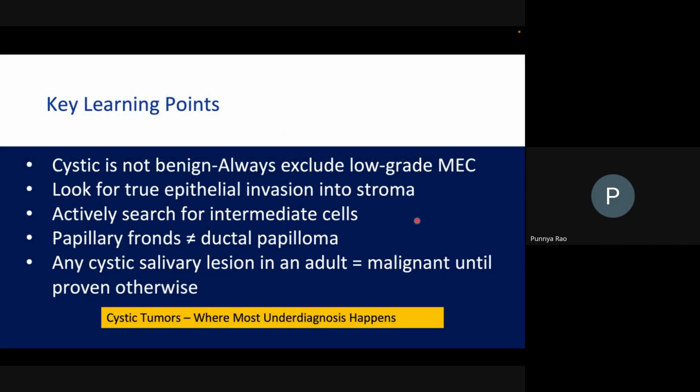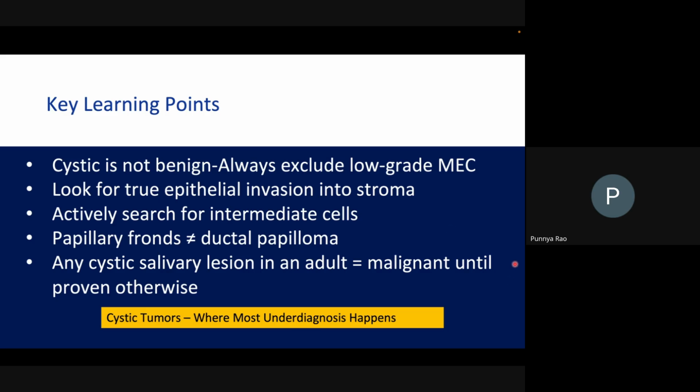The key learning point here is cystic is not benign. Always exclude the low-grade mucoepidermoid carcinoma. Look for invasion into the stroma. Actively search for intermediate cells, which are very specific for mucoepidermoid carcinoma. The presence of papillary fronds in the cystic space does not always mean it's a ductal papilloma. It could be a cystadenocarcinoma. Any cystic salivary lesion in an adult should be considered malignant until proven otherwise.